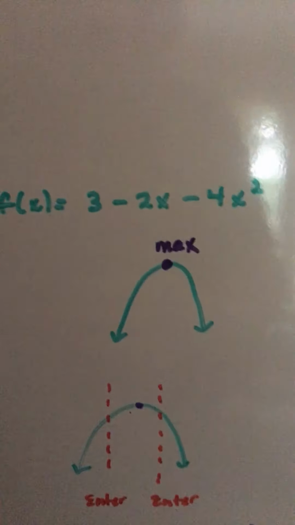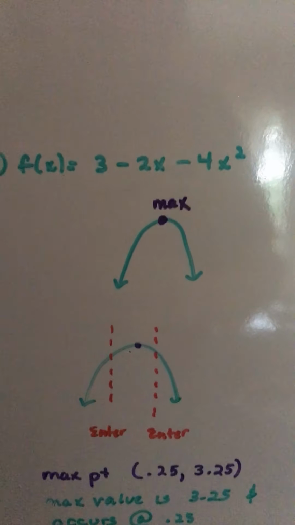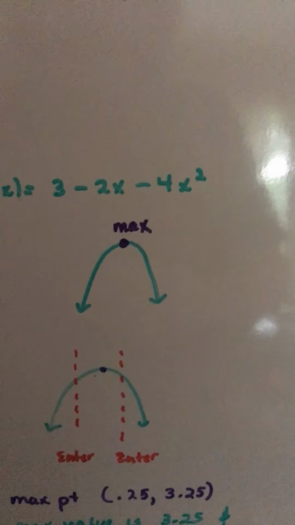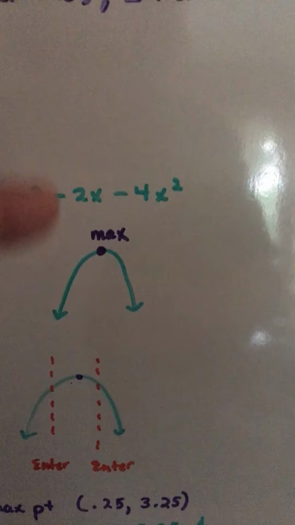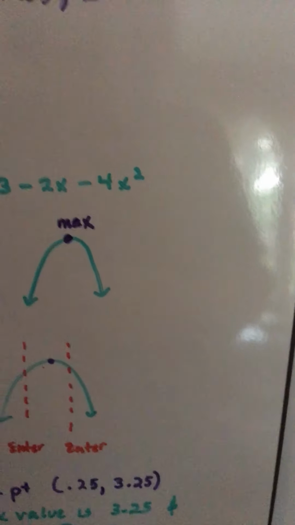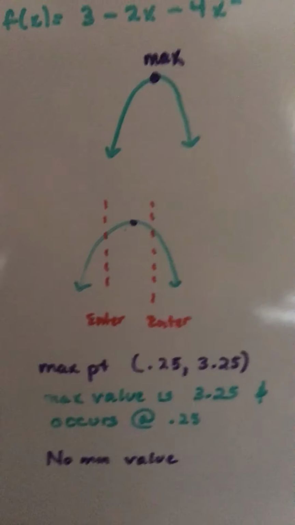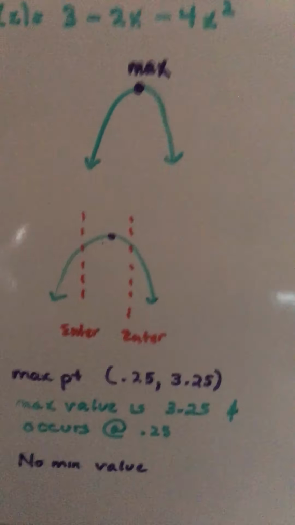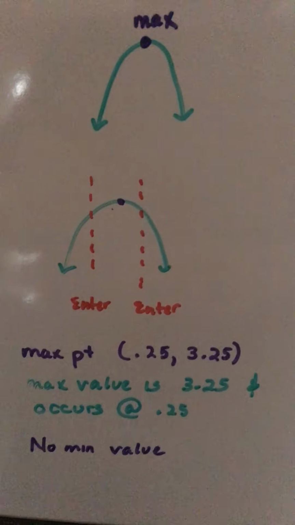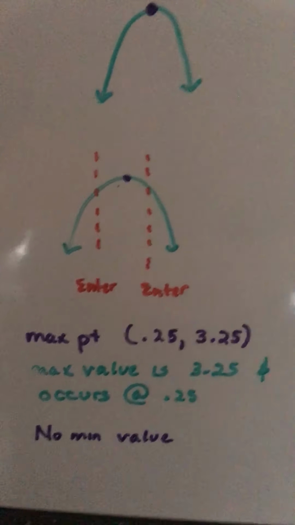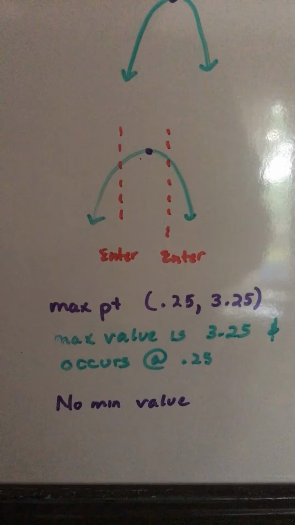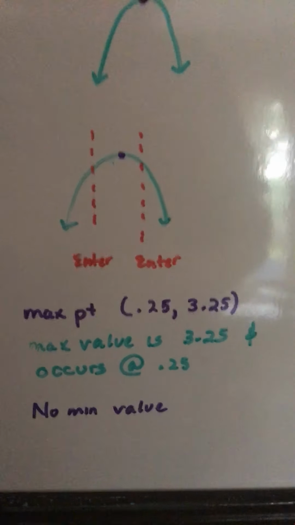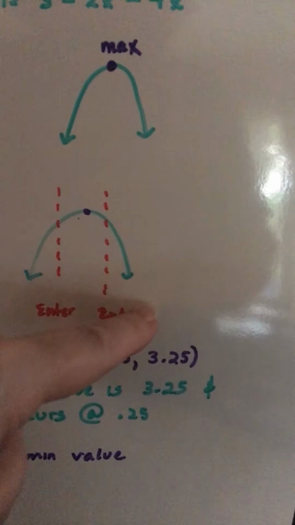Then I threw in a parabola, which you're familiar with, that opens down. So again, I'm going to do the steps, enter the function, menu, analyze, and of course max. A little left, press enter, cursor a little right, press enter. It then tells you that this ordered pair is going to be 0.25, comma 3.25 to 2 decimal places. So the max value is 3.25, and it occurs at 0.25. And again, no min value because that's negative infinity.